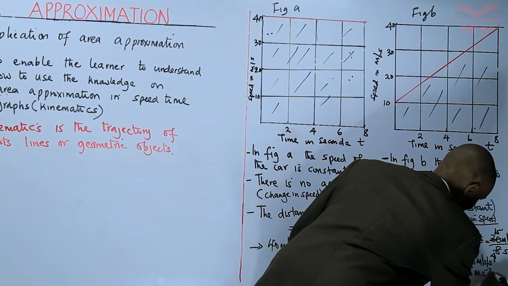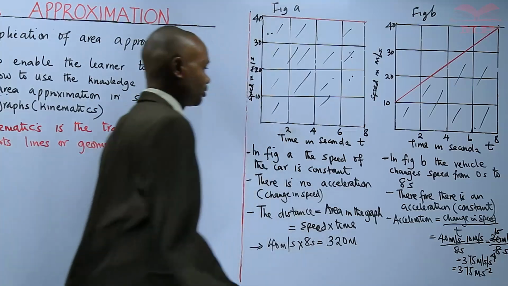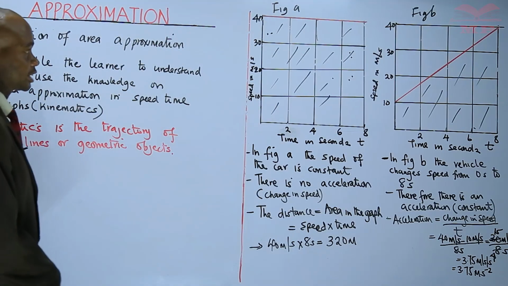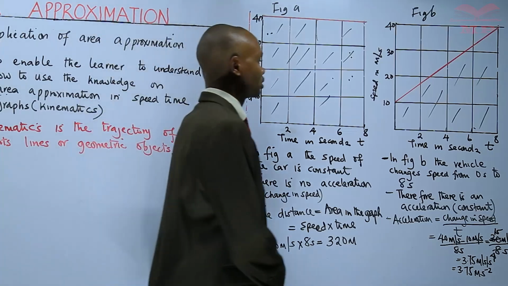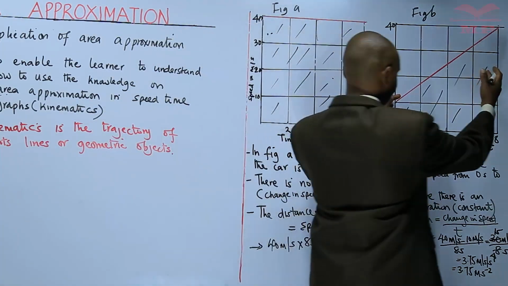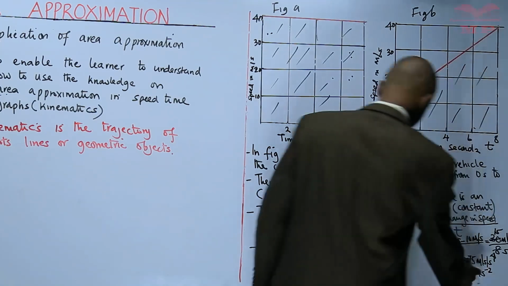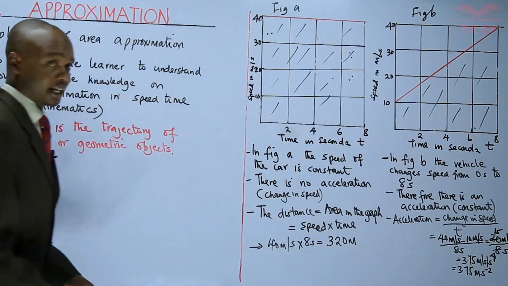You put there minus 2 because there is second. So that is the acceleration. The speed changes by a magnitude of 30 within 8 seconds. So the acceleration is given by that.